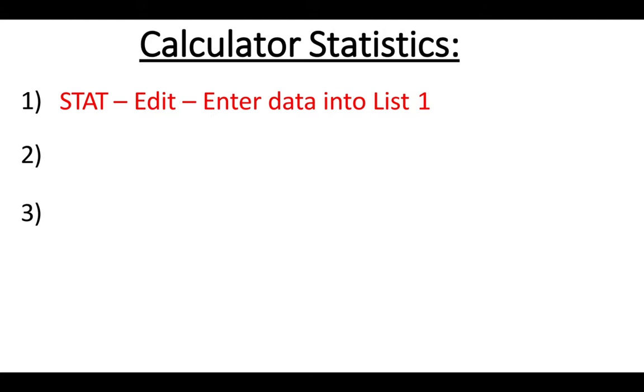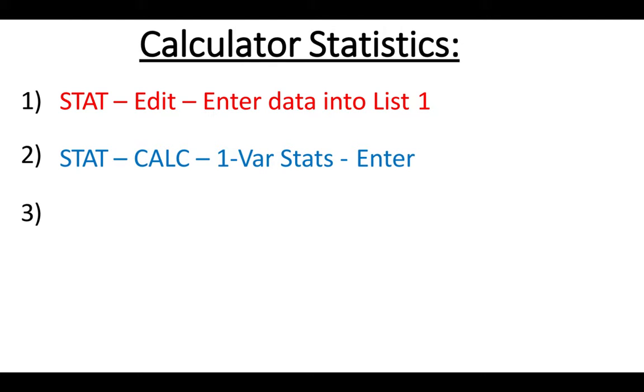Now, if it does not say list 1, it's okay. Don't necessarily worry about changing it. If you can figure it out, great. If it says a different one, like L3 or something like that, that's okay. Just go ahead and type it into the first list you see there, but take note of what it does say up there. Hopefully it says L1.